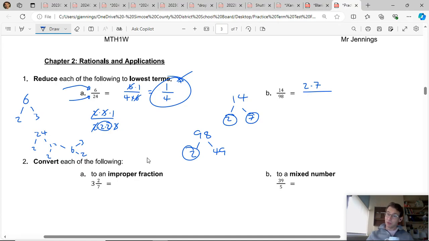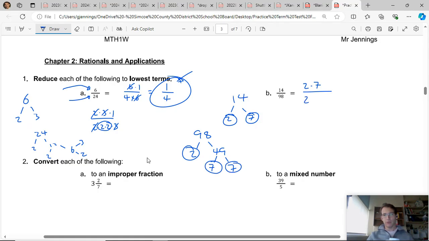But is it divisible by 3? So I add 4 and 9 together and get 13. 13 is not divisible by 3, so I can't use 3. Is it divisible by 5? No. 50 is. 50 is right next door. It doesn't end in a 0 or a 5, so it's not divisible by 5. Is it divisible by 7? Yes. And it's 7 times 7. And now we've reduced it to its prime factors, so we're done.